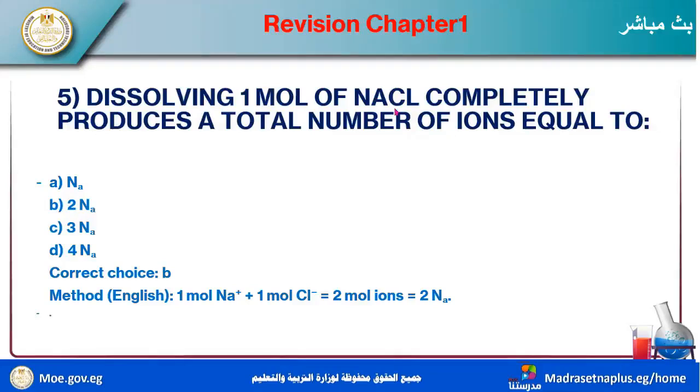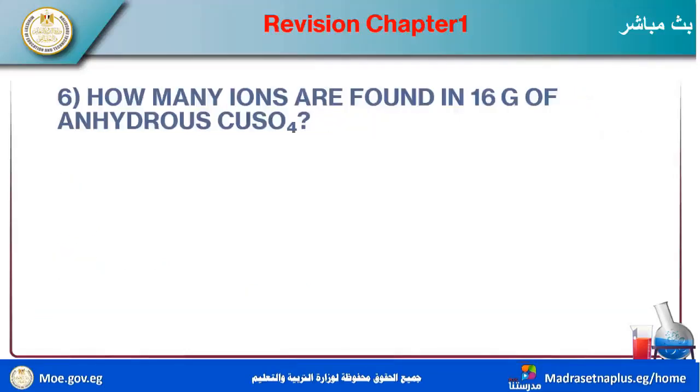NaCl: Na is the Na ion, Cl is the Cl ion. Now in NaCl we have 2 moles of ions, so 2 moles of ions equal 2 times Avogadro's number. This is the answer. Now we move to the next question; number 5 depends on how to calculate it.